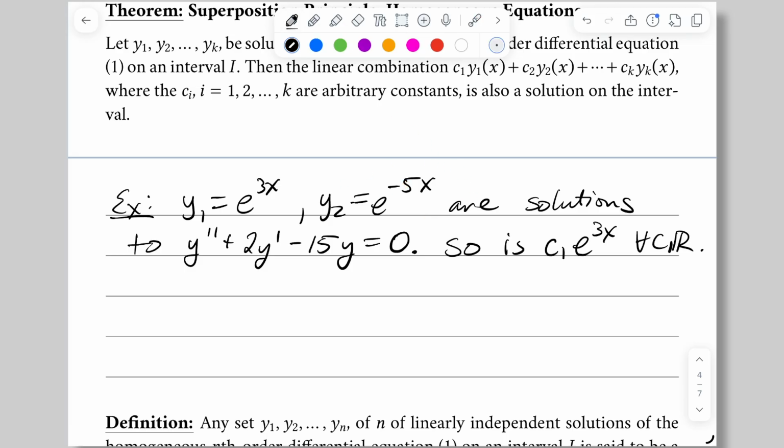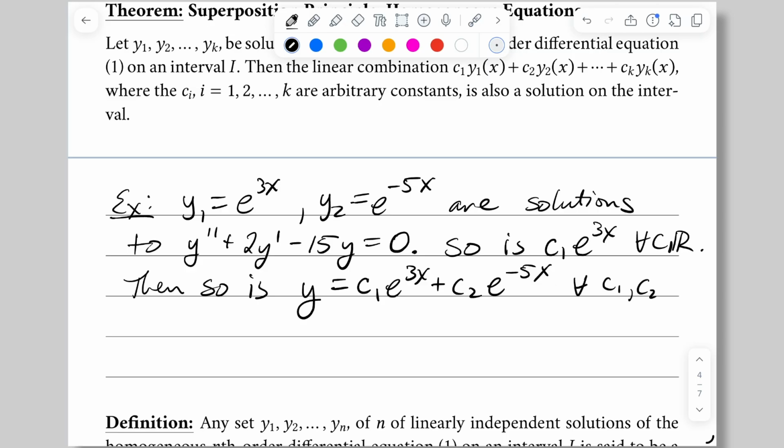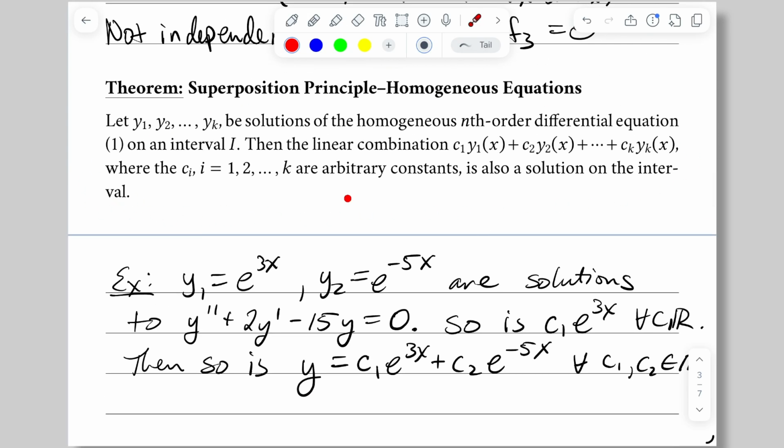The superposition principle actually says, then so is the function y equals c1 e to the 3x plus c2 e to the negative 5x for every c1 and c2 that are real numbers. In other words, linear combinations of solutions to a linear differential equation are also solutions to the differential equation. That is what the superposition principle says.